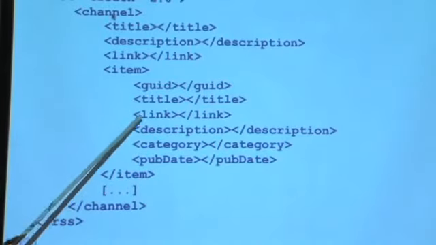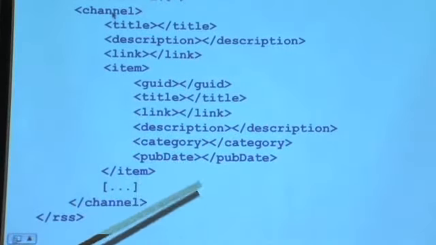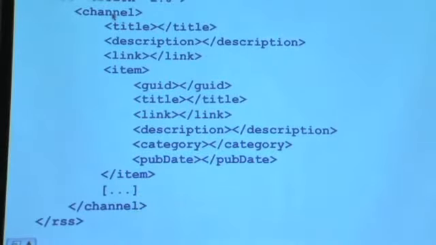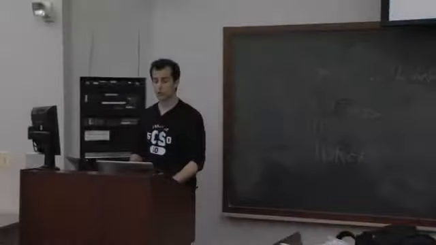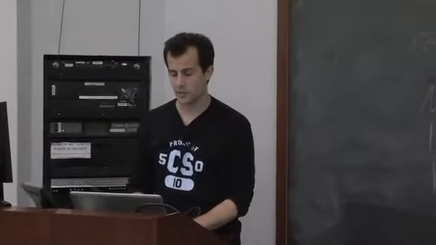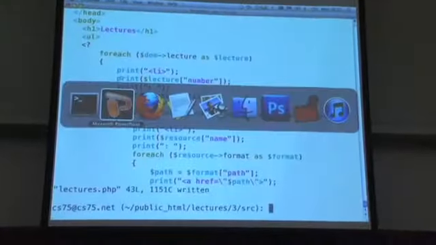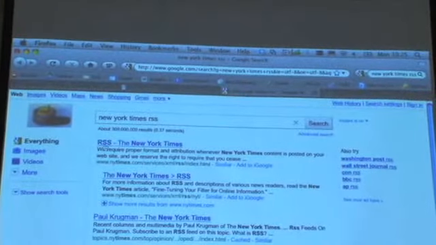Title is the title of the article. Link is the URL. Description, category, pub date. This too has to follow a standard format, but it's all just XML. And so if you have an RSS feed, can you now start writing programs that incorporate this data? So let's give this a try. I'm going to go to, and I'll put the code we just wrote on the fly up online, something like New York Times RSS, because RSS feeds abound.